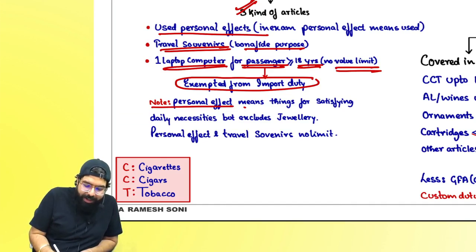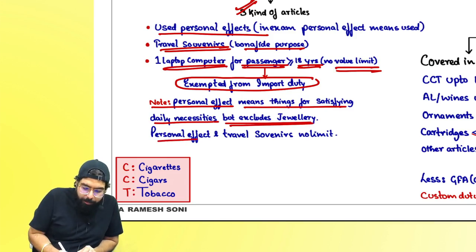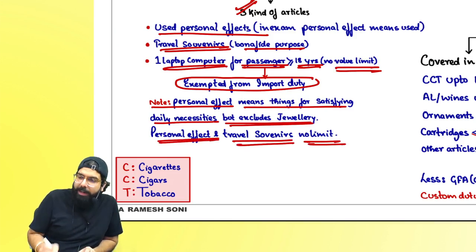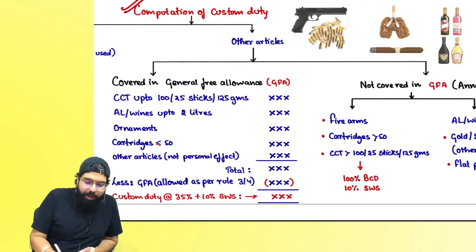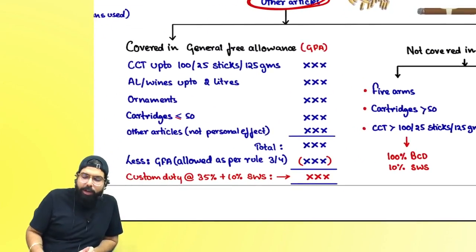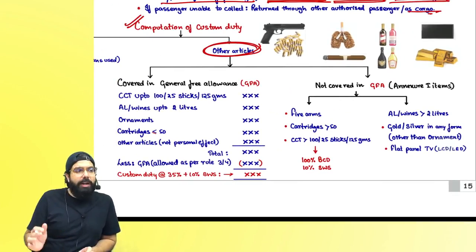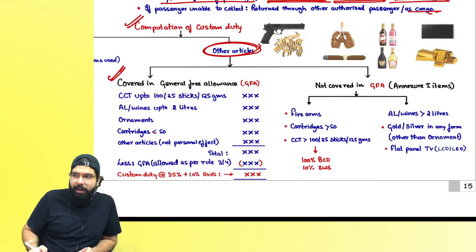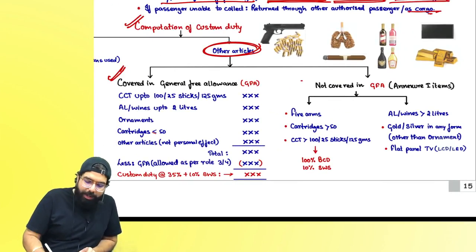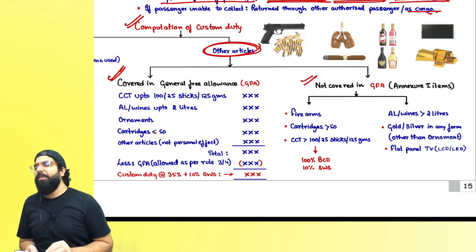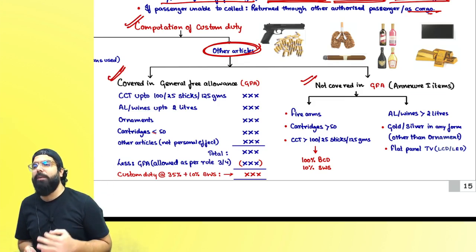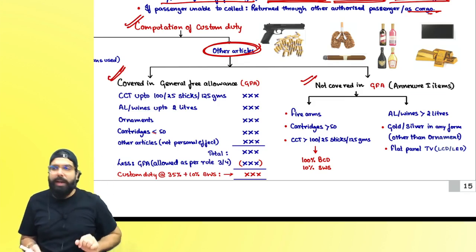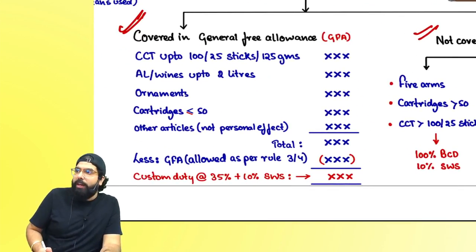Personal effects means the things for satisfying daily necessity, but excluding what? Jewelry. Personal effects and travel souvenirs, no limit, shall be allowed without any duty. For the other articles in your baggage, the officer will see if they can be cleared under the general free allowance or whether they are annexure 1 items. Always remember, if it's an annexure 1 item, general free allowance will not be allowed. Other than that, the officer will start writing down all the items in one place.